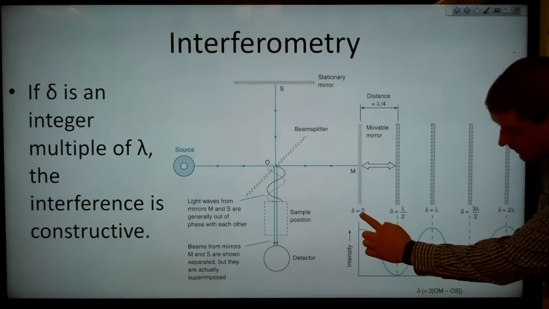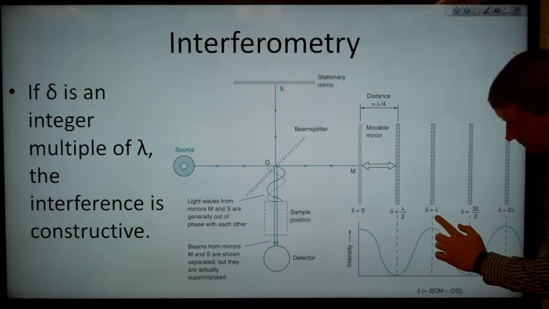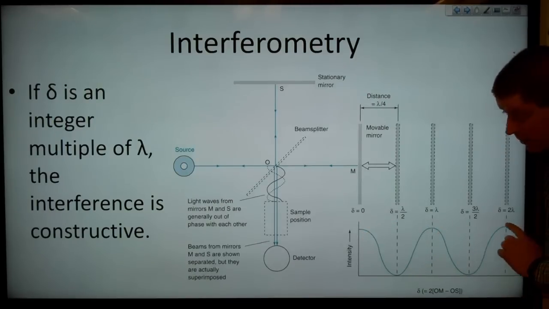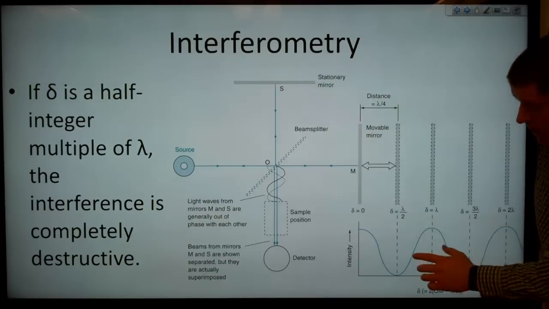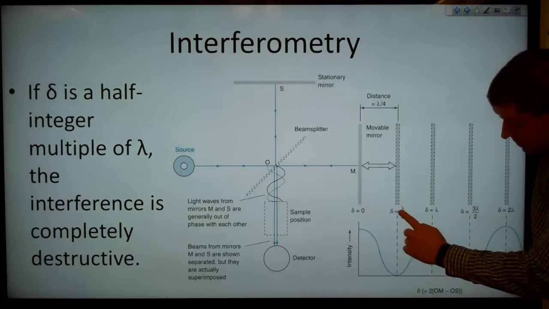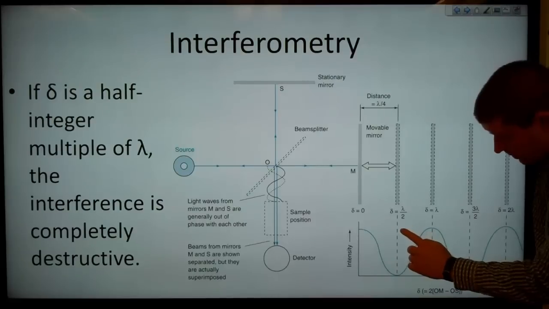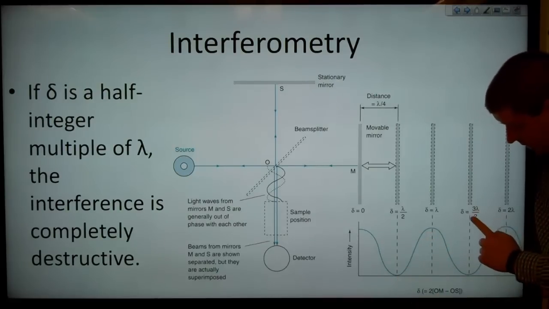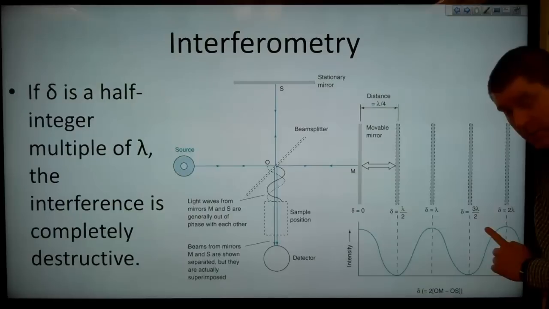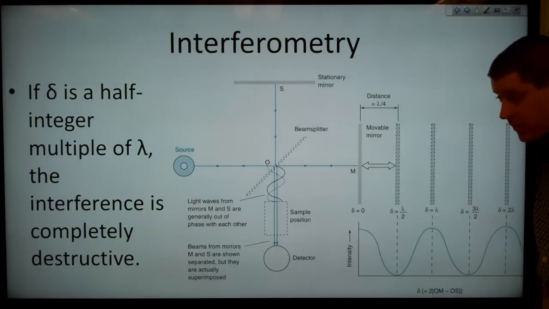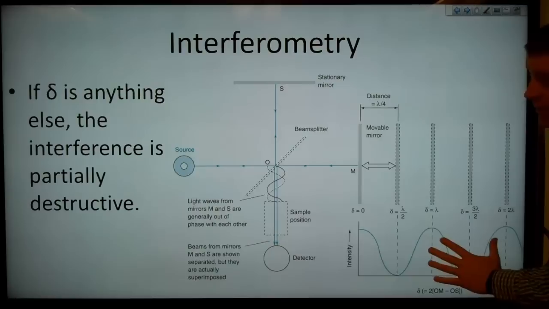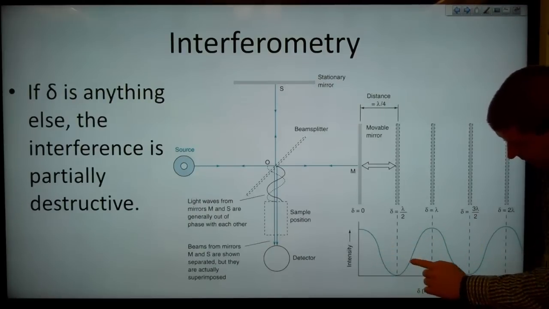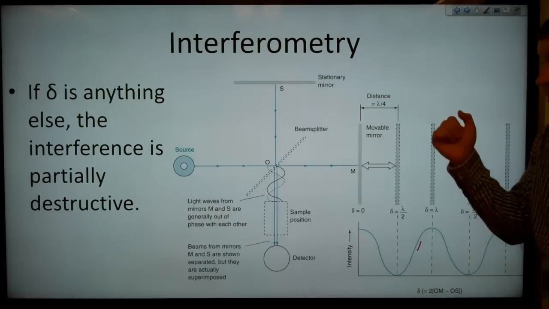So if we're at delta equals 0, or delta equals lambda, or delta equals 2 lambda, then we've got constructive interference. And if delta is a half integer multiple of lambda, then the interference is completely destructive. So if we have delta equals lambda over 2, we have destructive interference. If we have delta equals 3 over 2 times lambda, we have completely destructive interference. And if delta is anything else, then the interference is partially destructive. So we've got some value in between our maximum or minimum.